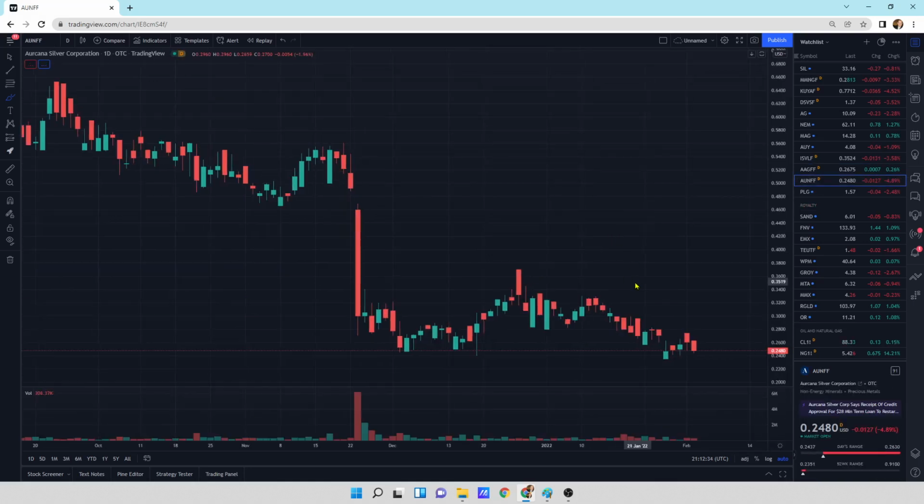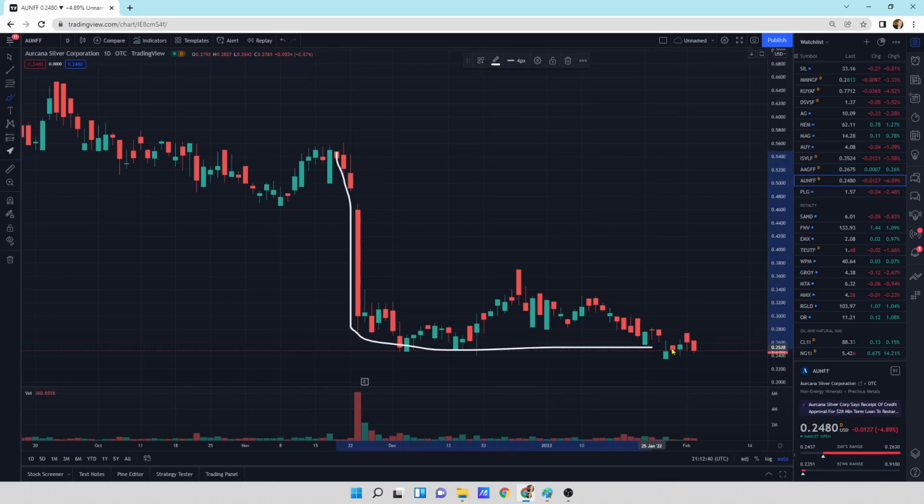Arcana Silver, we've got the big sell-off pressure here. I don't see buyers stepping in to push it higher. We could drop lower here depending on the trading action.